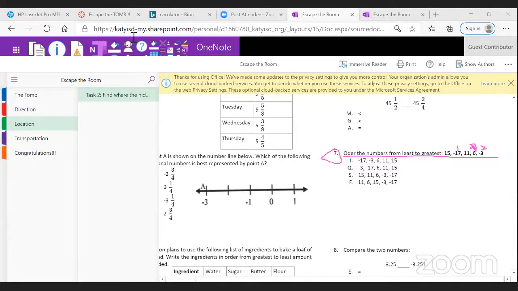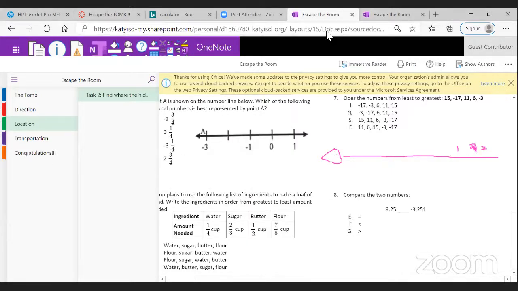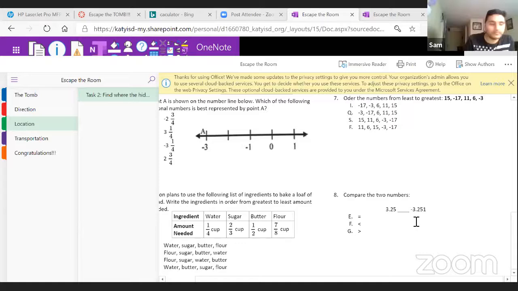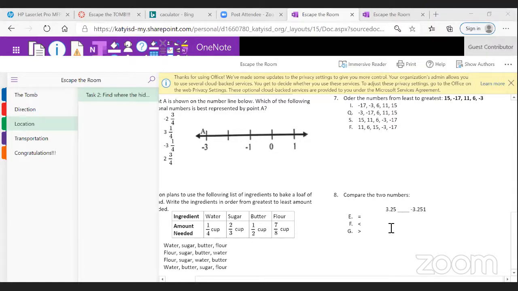And then now, number 8. Compare the two numbers. Negative, wait, no. 3.25 is bigger than negative 3.22. I mean, 3.225. Yep, that's true. Oh, yeah. And then G.